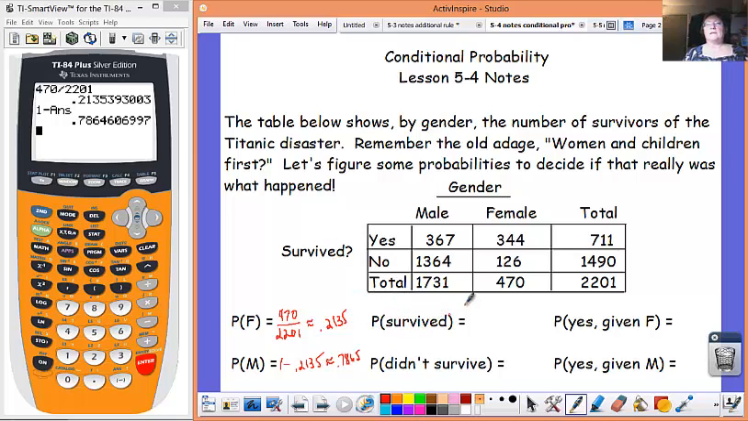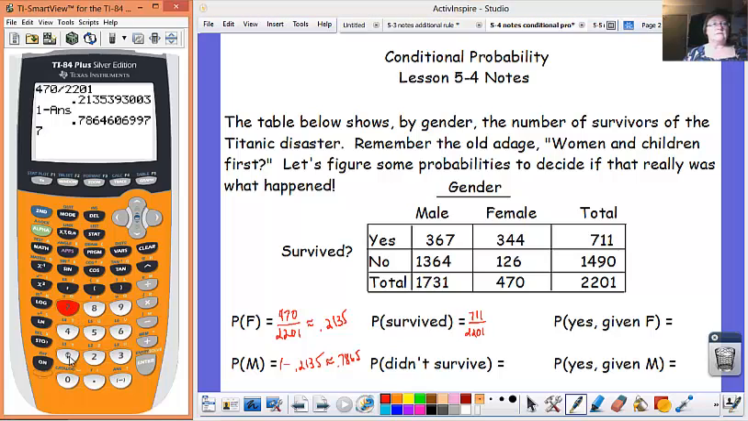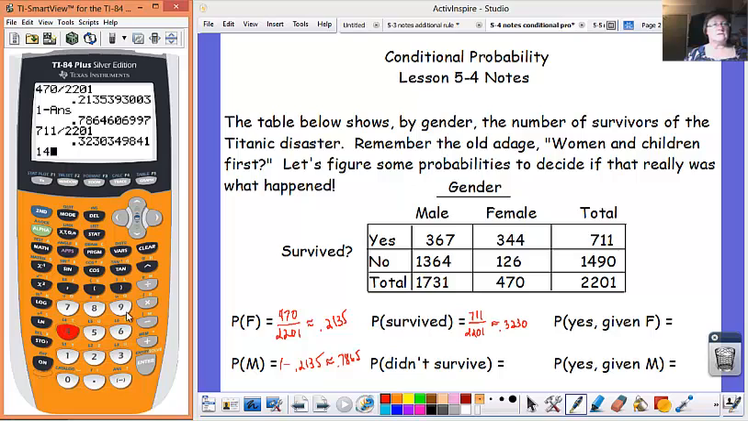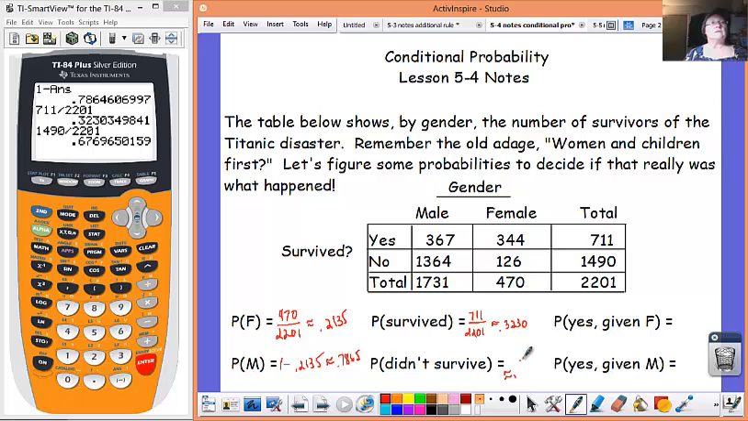Alright, let's look at it from the other perspective. The probability that you were a passenger who survived on the Titanic: 711 people survived, and that was out of the 2,201 who were on the ship. That's about a third. 711 divided by 2201 is about 0.3230. We could do the didn't survive the same way, or we could just say, okay, the 1,490 people who did not survive divided by that 2,201. Either way, we'll come up with the same value, about 0.6770, right around 2/3.